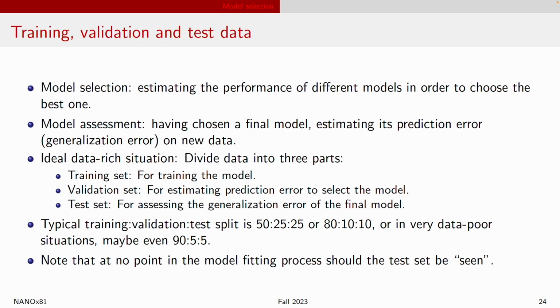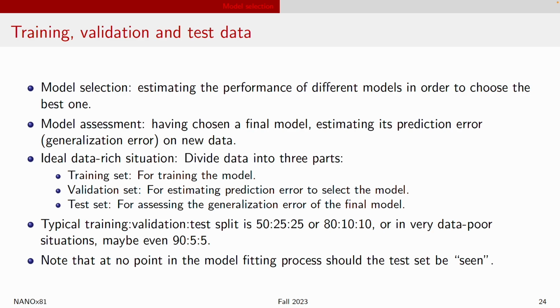Okay. So if you have lots and lots of data, it is very simple. Okay. You divide the data into three parts. You have a training set, which is what you use to fit the model. You have a validation set, which you use to estimate the prediction error, such that you can select which model is the best. And then you finally have a test set, which you then say, well, this is the error on the test set, and this is my expected performance of my model.